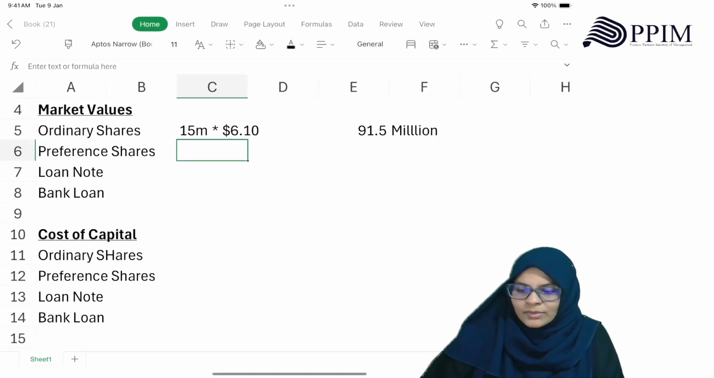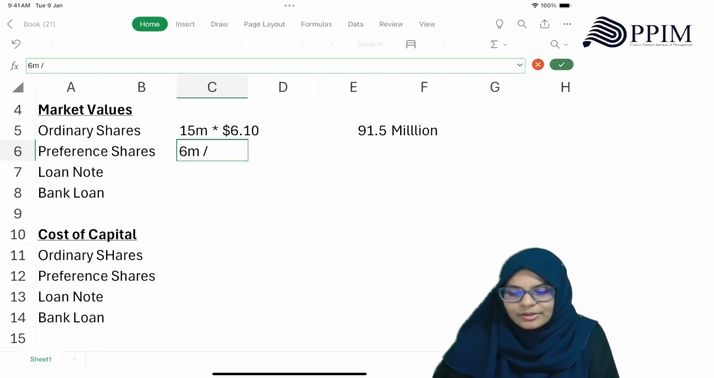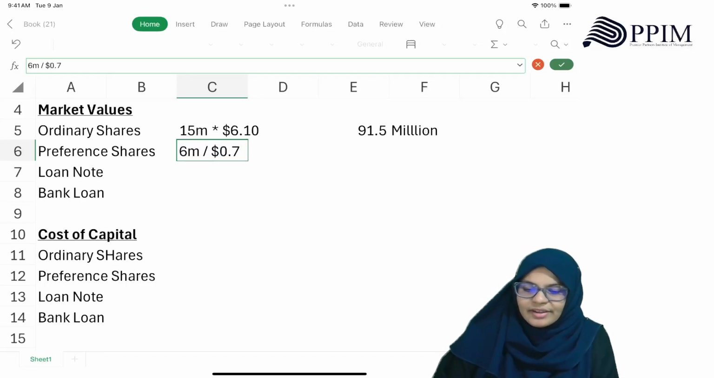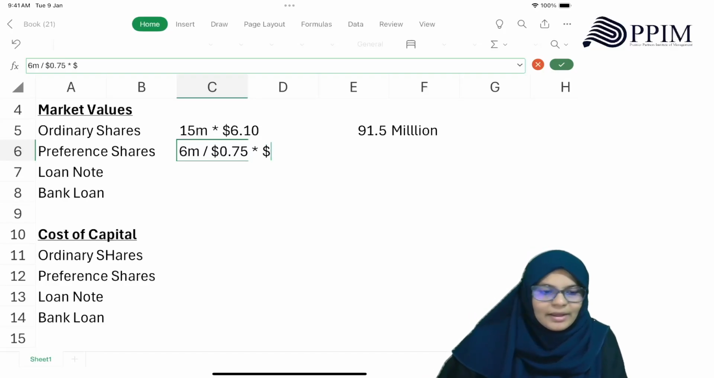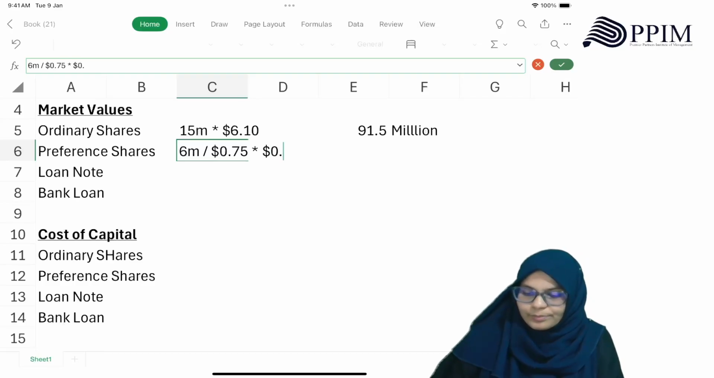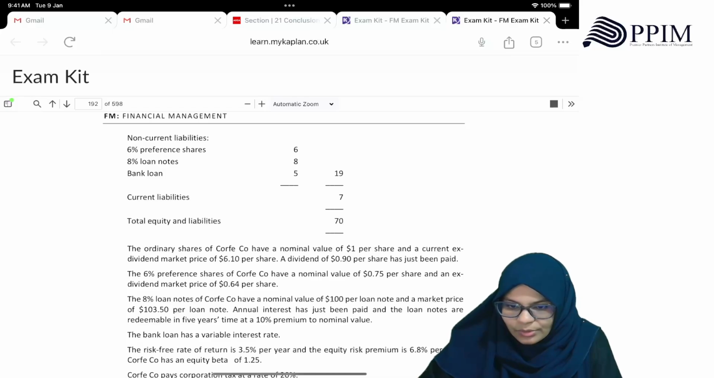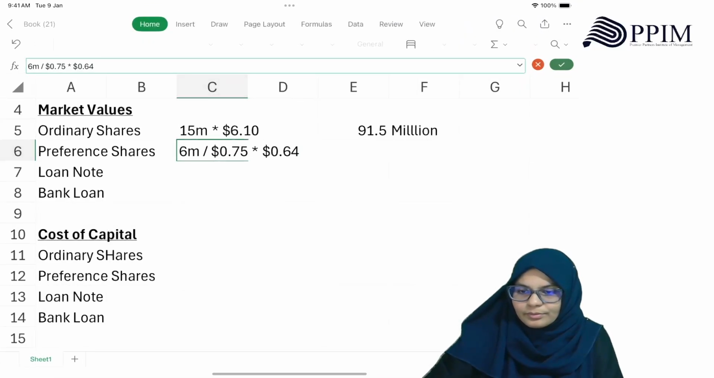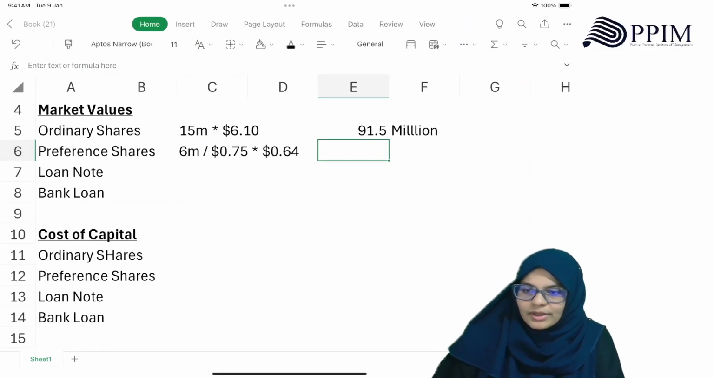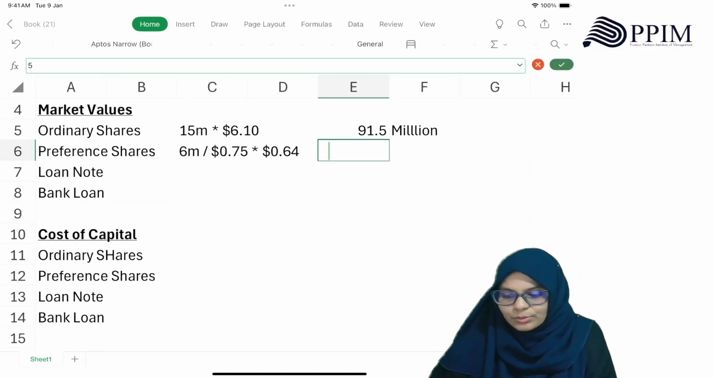So the book value was 6 million. I'll divide that by the nominal value, which is 0.75. That will give me the number of shares in issue. That I will multiply with the market price of a share, which was 0.64. Just check if it was 0.64. Okay, so that should give me 5.12.